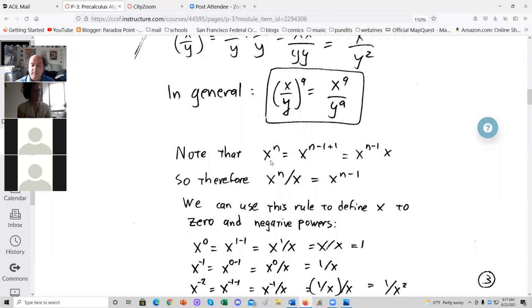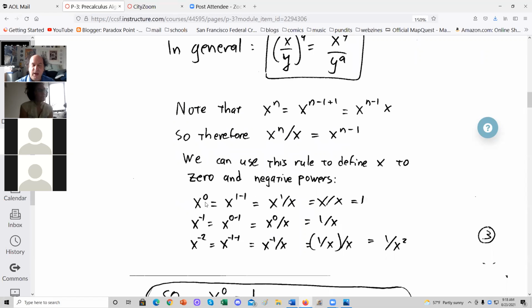Now, if you look at a power of n, you can pull out a 1, and it'll be x to the n minus 1 times x. So if you divide x to the n by x to the n minus 1, to make a 1 less power, you divide by x. Now, if we extrapolate that to 0 and negative powers, we get definitions for 0th powers. x to the 0 is x to the 1 minus 1. So that's x to the 1 over x, which comes out to 1. The 0th power equals 1.